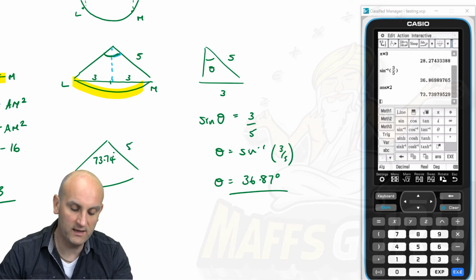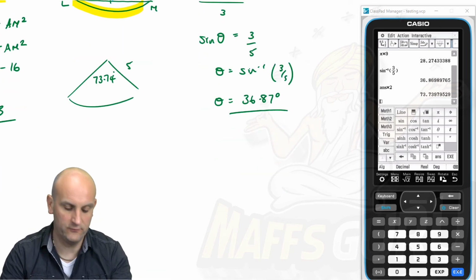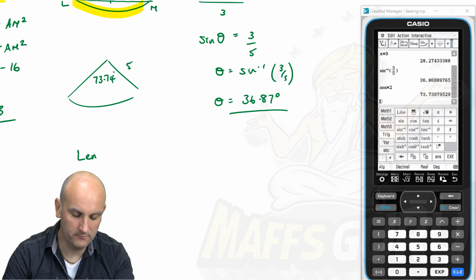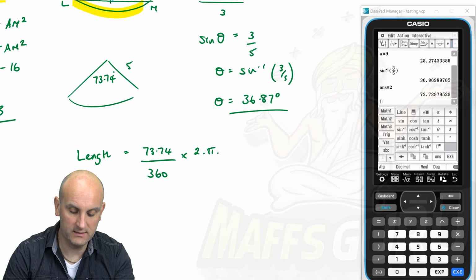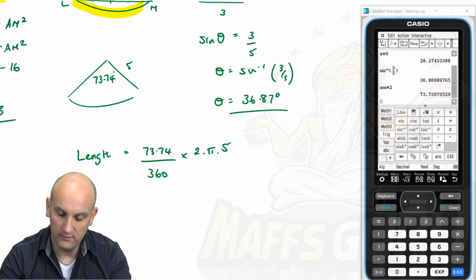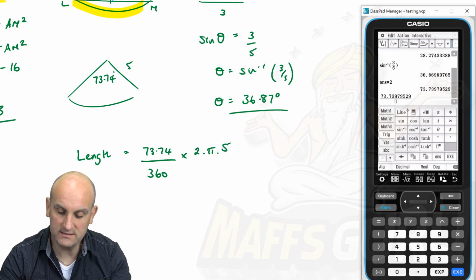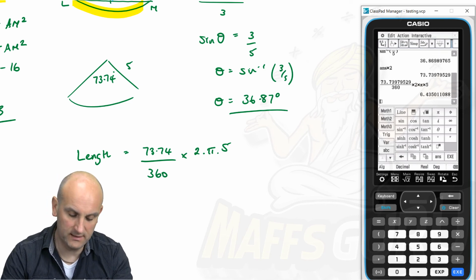I know that that's 5, and so I can now use my arc length formula to say that the length between L and M is given by 73.74, the fraction of the circle, multiplied by the circumference, which is 2 times pi times the radius of 5. So let's do this. I'm going to divide 73.74 by 360, multiply by 2 by pi and by my radius of 5, which gives me a distance of 6.44 meters.